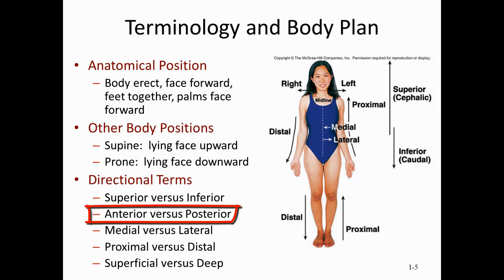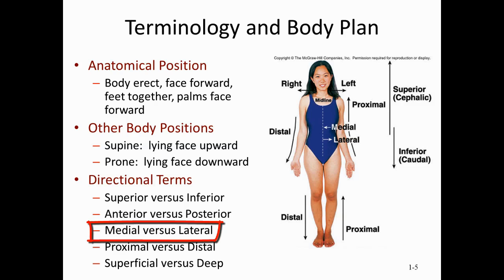Then we have anterior versus posterior. Anterior is in the front. Posterior is in the back. And another term that we can use is ventral and dorsal. Ventral means belly, and is in the front, and dorsal is in the back. Think about the dorsal fin on the back of a shark.